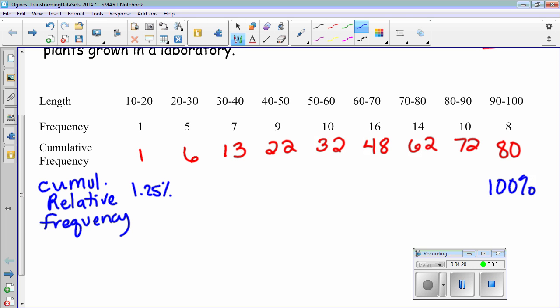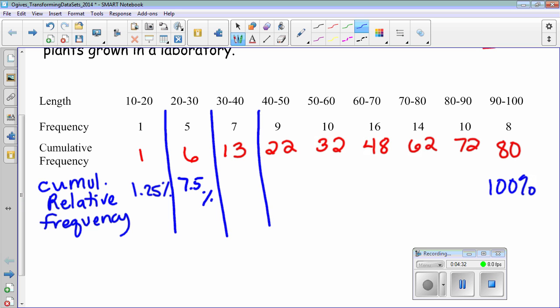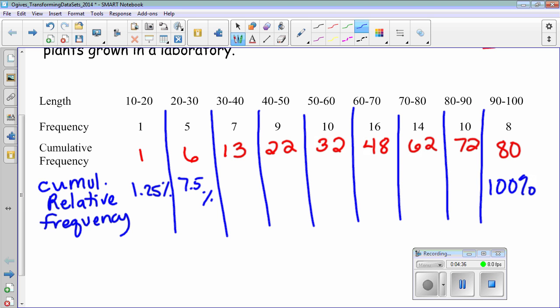How about 6 divided by 80? Do you see where I'm going with this? And we have about 7.5%. I'm just going to make a little table. Okay? Just making sure that we're understanding what I'm doing here. 13 divided by 80. And I get 16.25%. Okay, and so forth and so on. Are we okay so far?